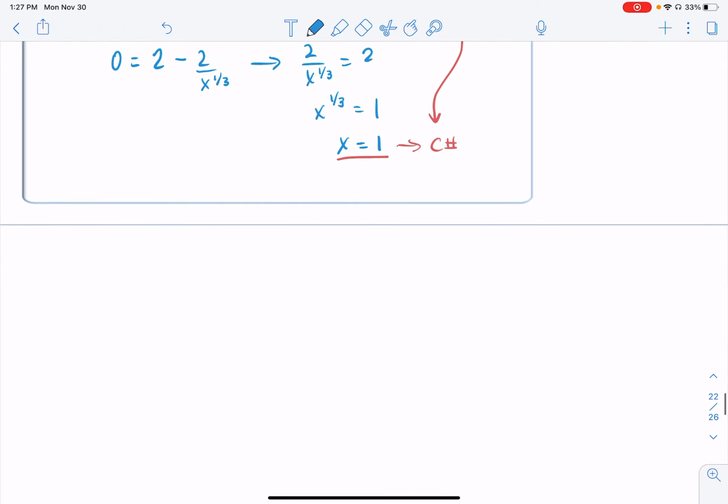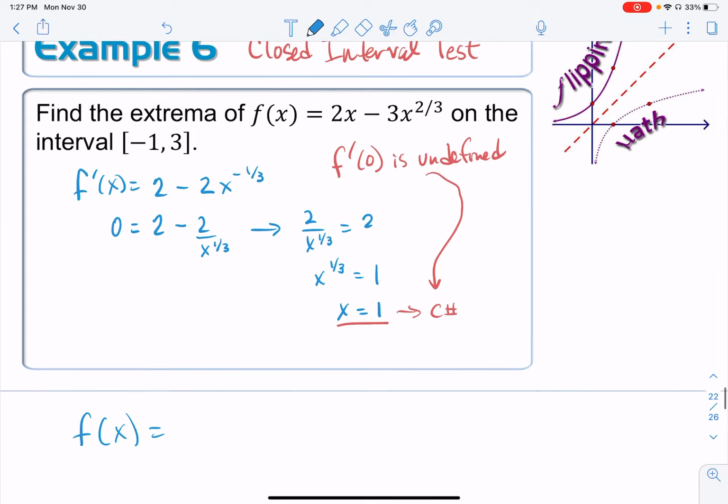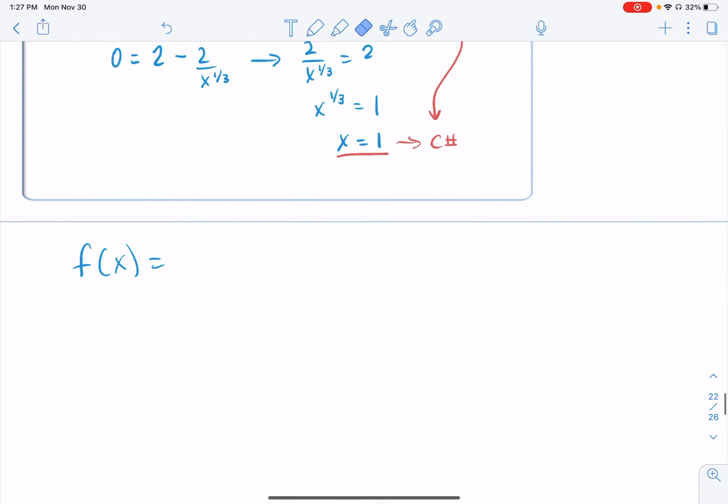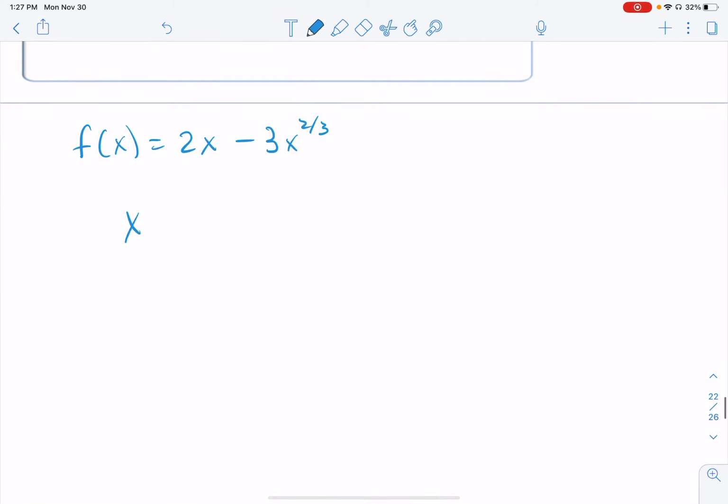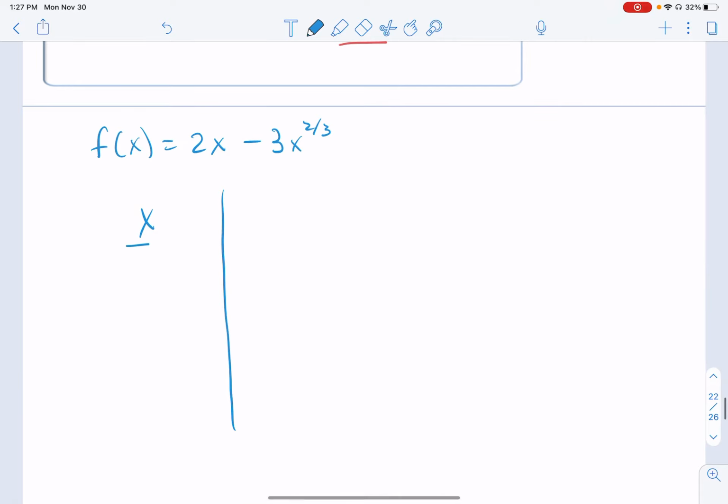Okay, so I need to make myself a table of values. Let's see, it was 2x minus 3x to the 2/3 value. Okay. Good old t-chart.